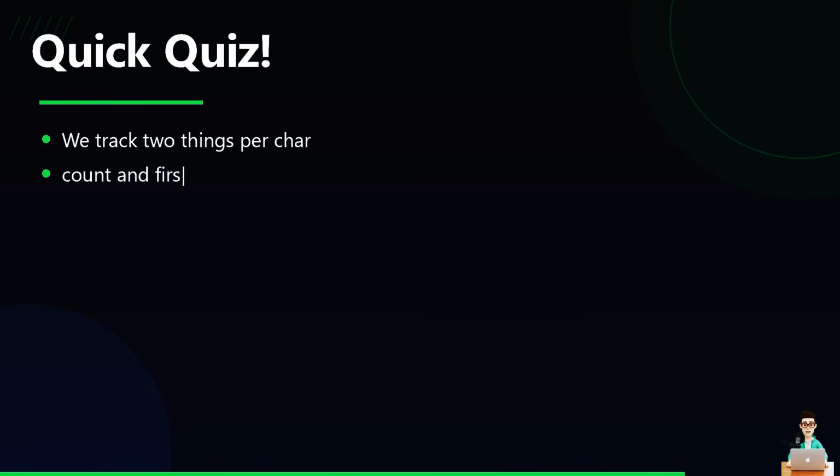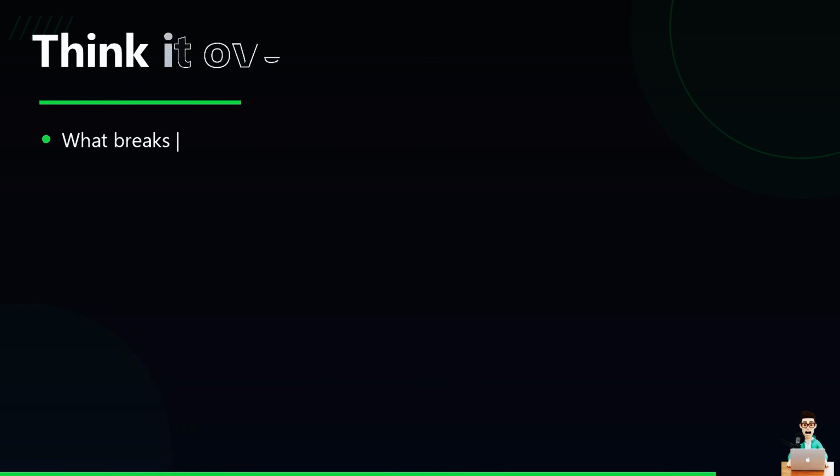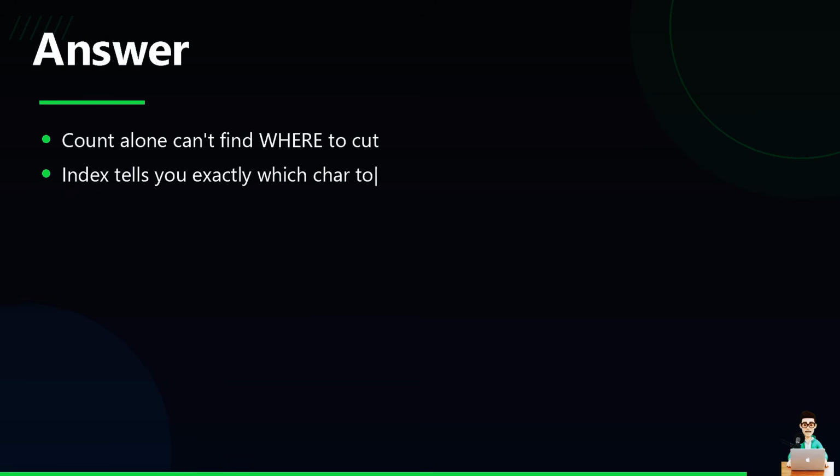Good quiz. We're tracking a count and a first seen index for each character. Why can't count alone tell us when to shrink the window? Pause and think it through. Take a second before I give it away. Count only tells you a char is over the limit, not where it first appeared. The index is what lets you jump the left pointer straight to the fix instead of rescanning.